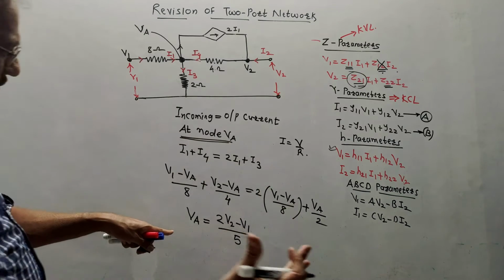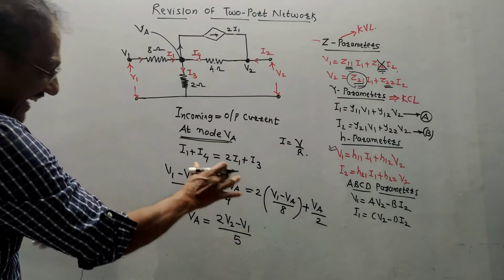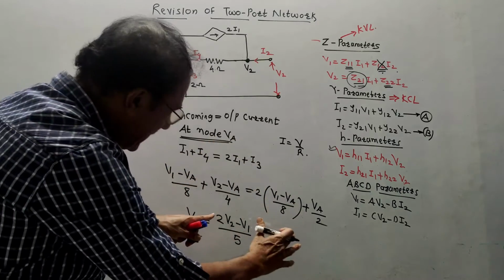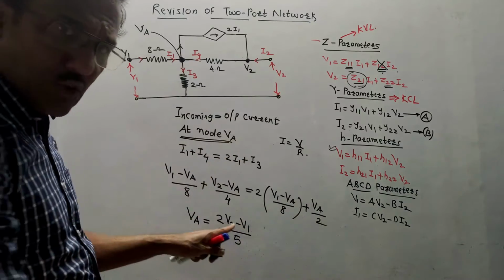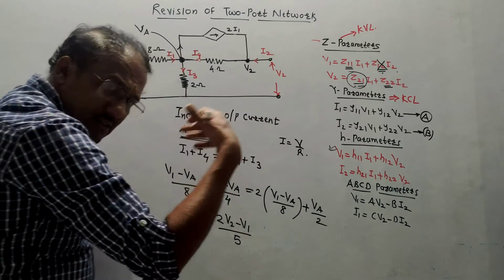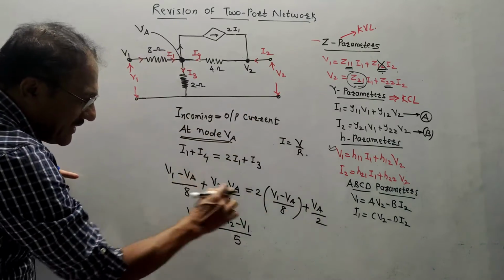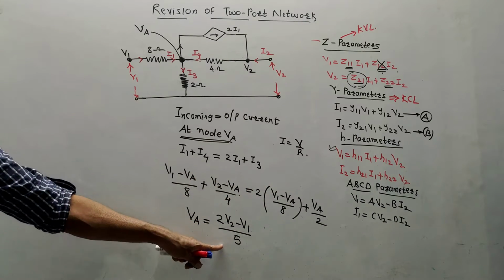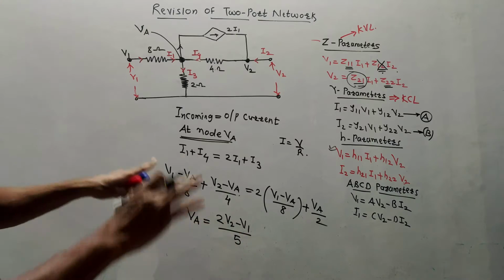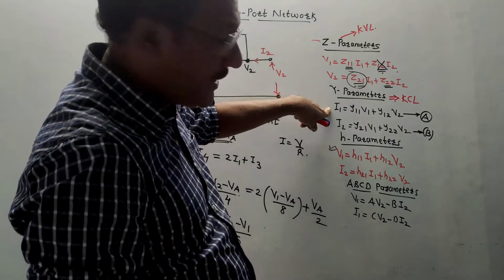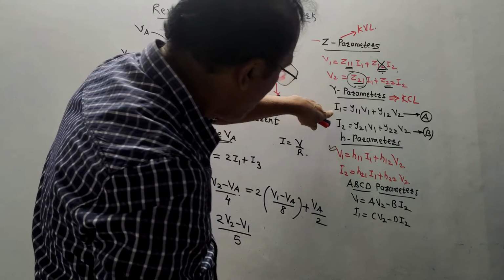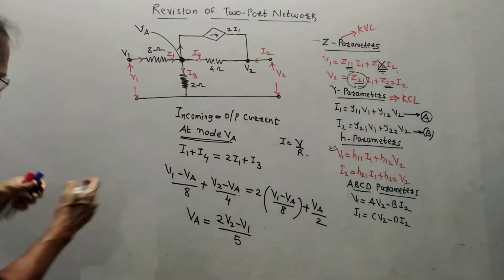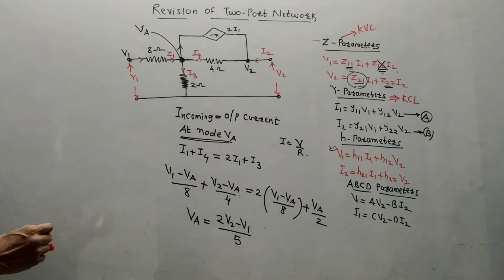Now how to solve the problem further? I have written the equation of current, then I have expressed every current in terms of voltage. V1 and V2 are standard notations. The non-standard notation is VA, so I calculated the value of VA by simplifying this equation. VA is (2V2 minus V1) upon 5. Now for the reference, I have to make use of equation A first. We have the equation of I1, which is in terms of V1 and V2.